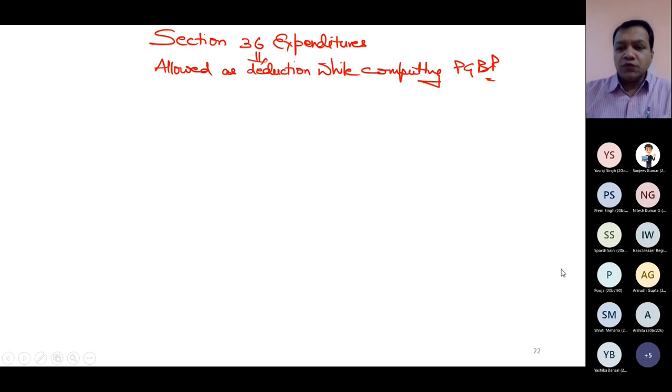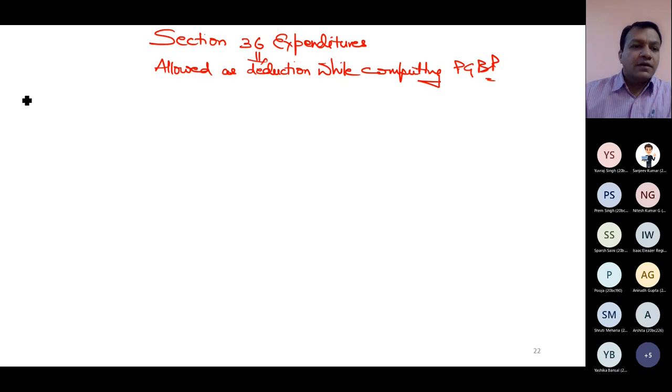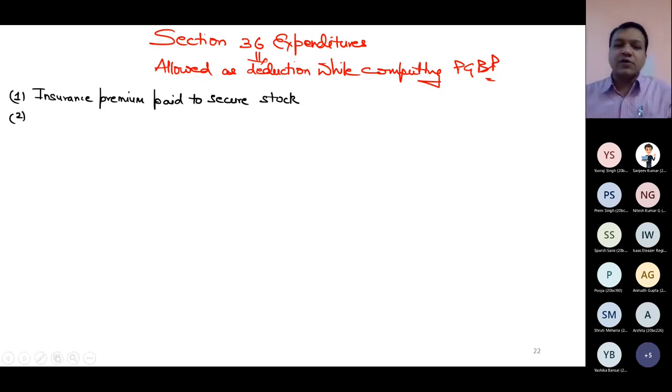So we have now moved to my second category of expense. What are the expenses which you must learn by name? Please write these points. Insurance premium paid to secure stock. So what are insurance premiums? There is no calculation required. Whatever you pay is allowed as deduction.